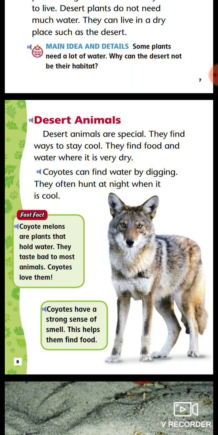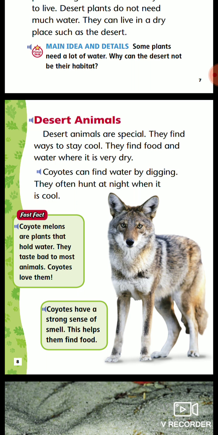Desert animals. Desert animals are special. They find ways to stay cool. They find food and water where it is very dry. Coyotes can find water by digging. They often hunt at night when it is cool.